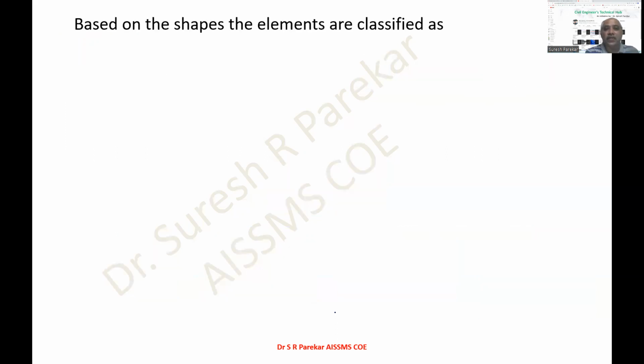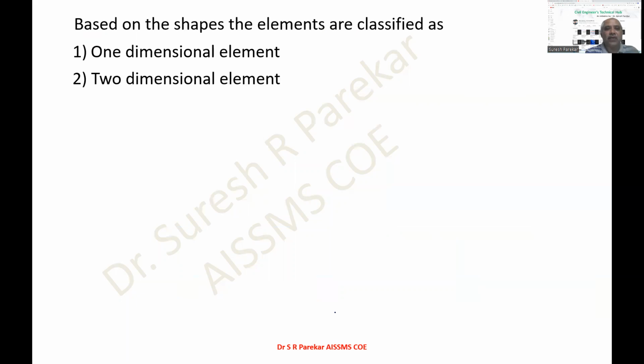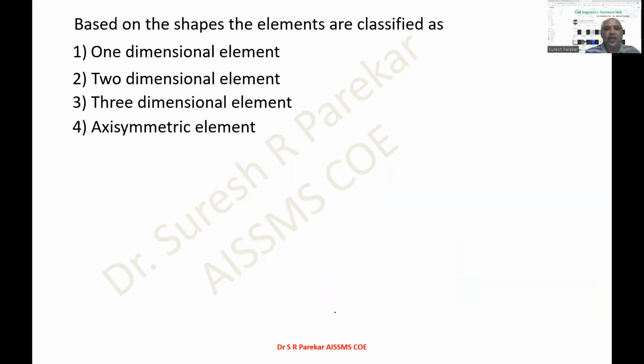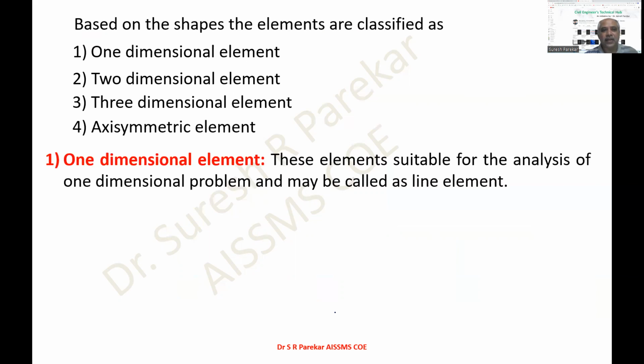Now we can go based on the shape of the elements. We have one-dimensional, two-dimensional, three-dimensional, and axisymmetric elements. Now we will go with one-dimensional. When our problems are one-dimensional, it means two dimensions are very small compared with the third dimension. Generally, here we consider a beam or a column whose cross-sectional dimensions are small compared with its length. In that case, we consider the one-dimensional element, which is known as the line element.